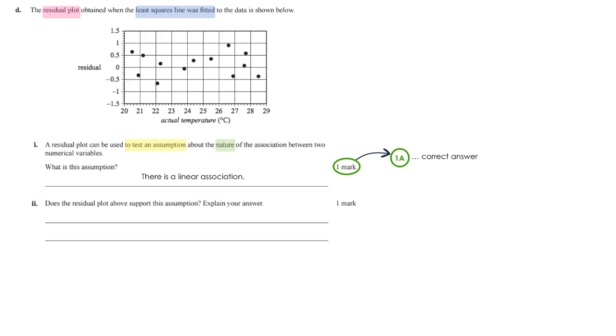In part 2 i, we are asked, does the residual plot above support this assumption? Explain your answer. This question is worth 1 mark, which is going to be an answer mark for the correct answer. The answer is that the random pattern supports the linear association.